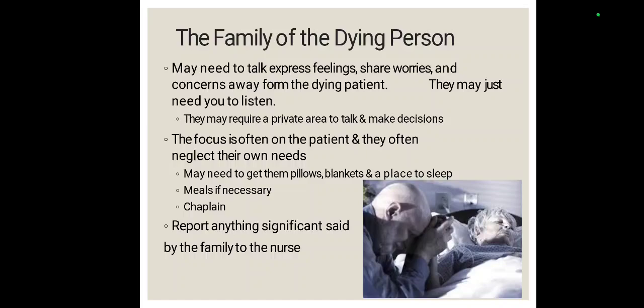For the family of the dying person, you may need to talk to them to allow them to express their feelings, share worries and concerns away from the dying patient. They may just need you to listen. They may require a private area to talk and make their decisions. The focus is often on the patient and they often neglect their own needs. They may need pillows, blankets, or a place to sleep, meals if necessary, and chaplain visits. Report anything significant said by the family to the nurse.